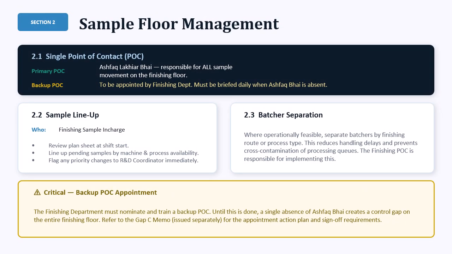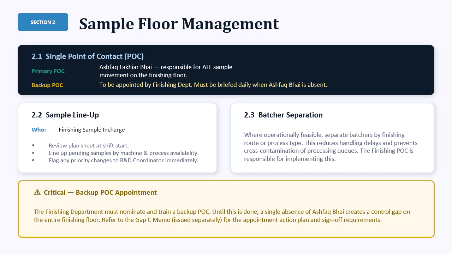Section 2 is about who controls the finishing floor. The most important element is the single point of contact, the POC. Ashfaq Lakiar Bai is the primary POC. He is responsible for knowing where every sample is on the floor at all times. However, and this is critical, there is currently no backup named. If Ashfaq Bai is absent, the floor has no central coordinator. A separate memo has been issued to the finishing department asking them to appoint and train a backup. Until that is done, any absence is a risk.